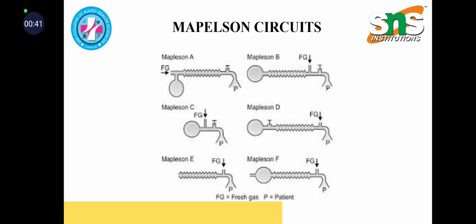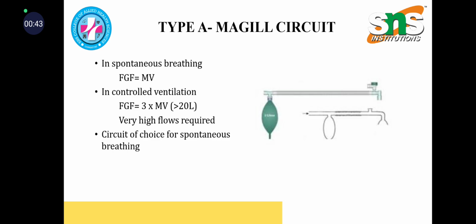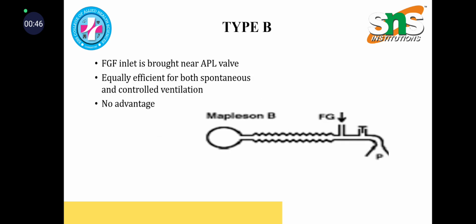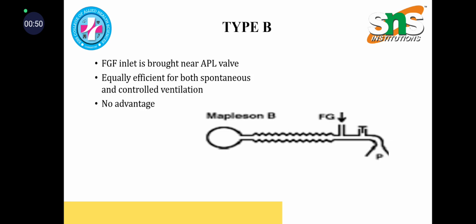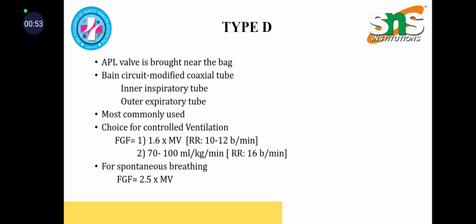Here is the schematic diagram of Mapleson circuit, and then we have seen about the modification of type A, which is called the Lack system, and also we have seen about type B and C. So here it is type D. The APL valve is brought near the bag. The main circuit is modified into a coaxial tube, the inner tube which is the inspiratory limb, and the outer tube is the expiratory limb. It is the most commonly used Mapleson circuit, and it is a choice for controlled ventilation.